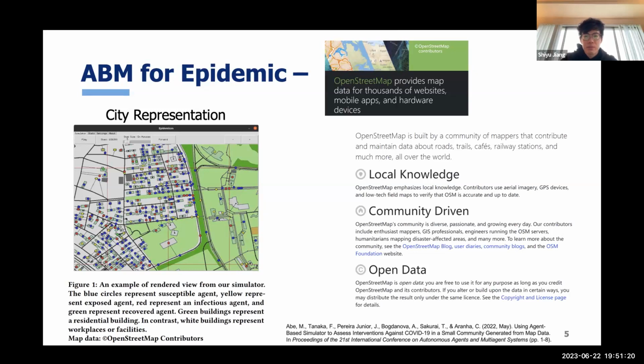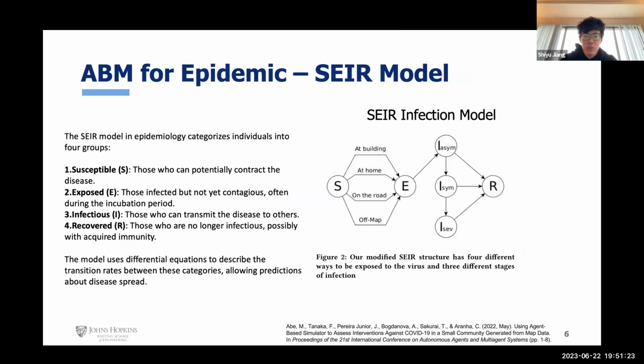And this is the infection model, a very classic infection model called SEIR. This model has four stages: susceptible, exposed, infectious, and recovered. Here we have arrows pointing from one stage to another, and we are connecting those stages with probabilities observed from the CDC. So we are trying to simulate the real world as realistically as possible.